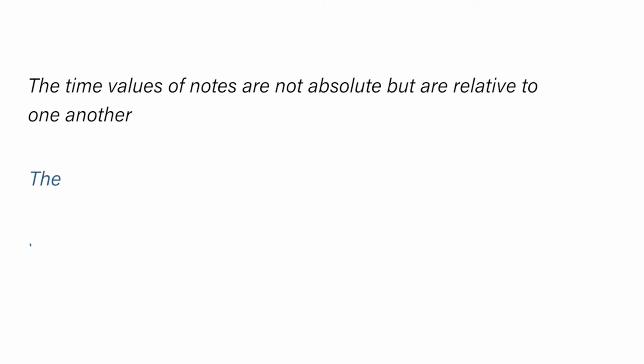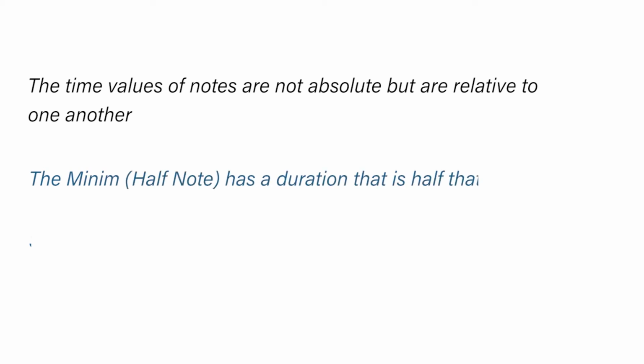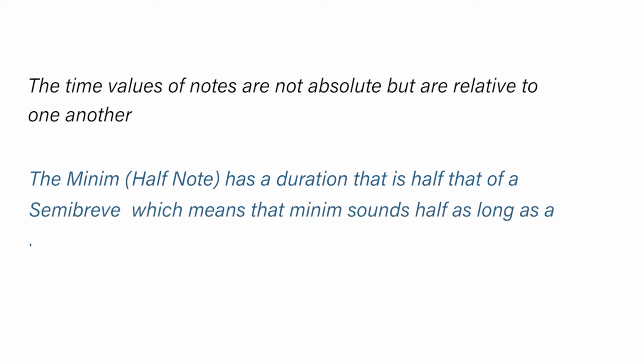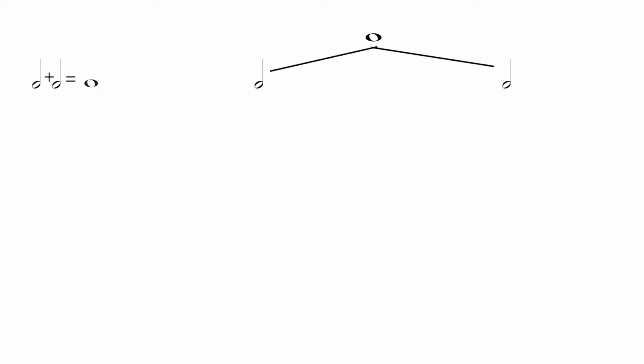The minim has a duration which is half that of semi-brief. This means that the minim sound lasts half as long as that of a semi-brief. So, if a semi-brief is made to last for 4 seconds in a particular music, then a minim must only last for 2 seconds. And if a semi-brief is made to last for only 2 seconds, then the minim must last for half that time, which is only 1 second. A minim is half of a semi-brief, hence its name, half note.